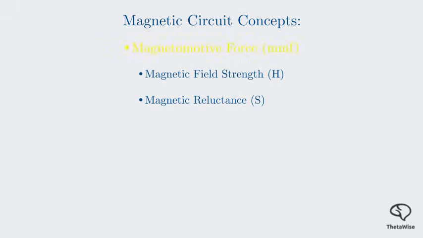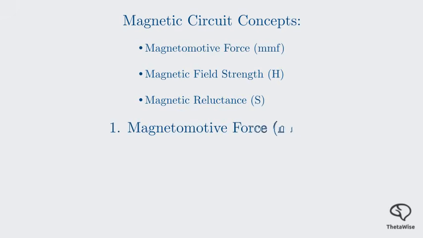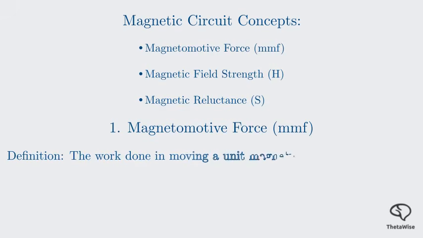Let's start with magnetomotive force. Magnetomotive force, abbreviated as MMF, is often called the magnetic potential. It's the driving force that produces magnetic flux in a magnetic circuit. Its unit is ampere turns, AT. The formula for MMF is very simple and intuitive.